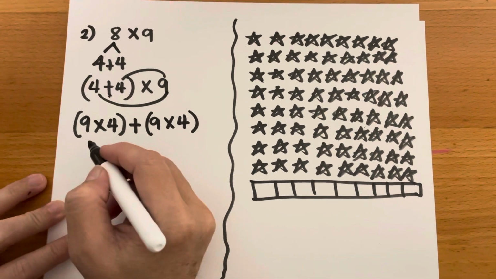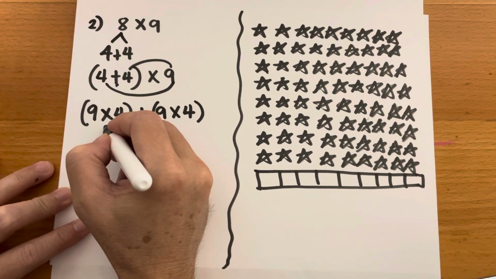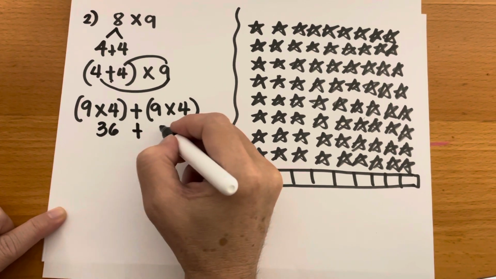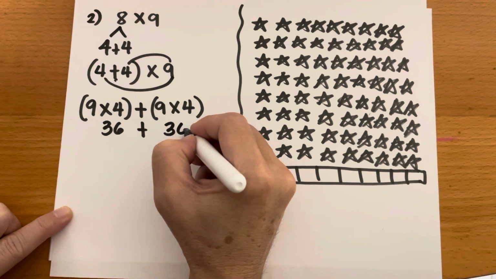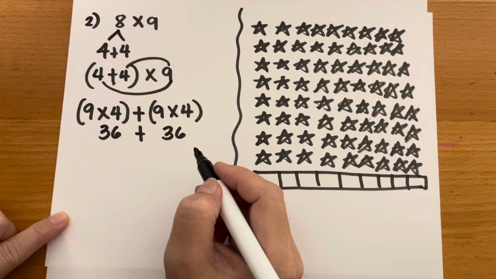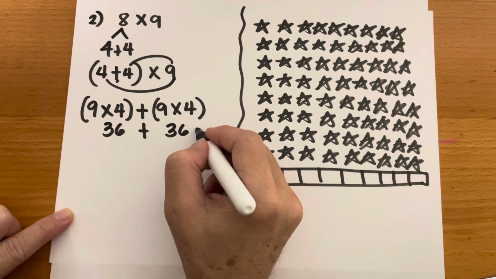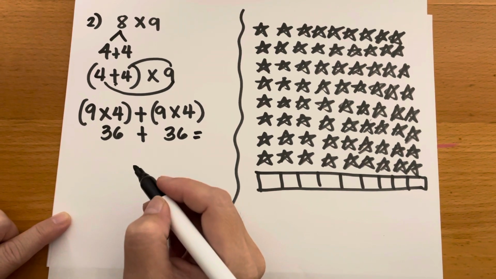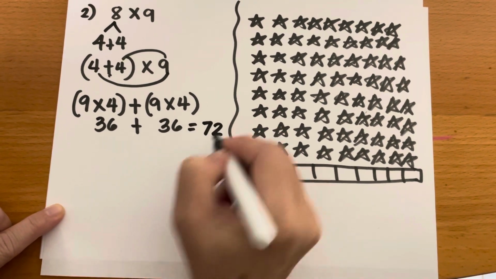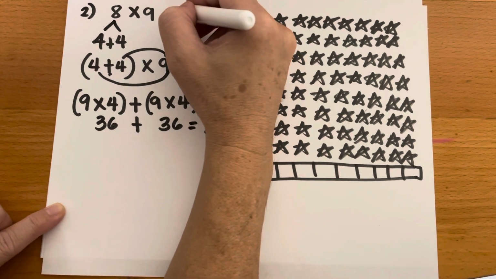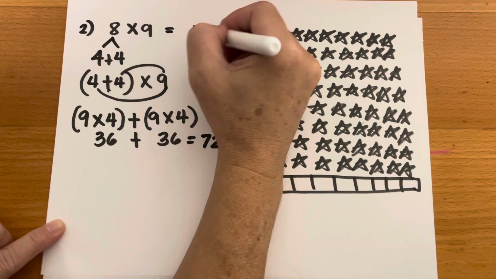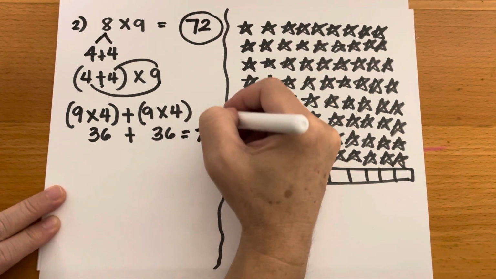So what is 9 times 4? Very good, 36. Plus 36, right? So step number 4, add the partial products. So what is 36 plus 36? Very good, it's 72. Okay, so what is 8 times 9? Very good, so it's 72.